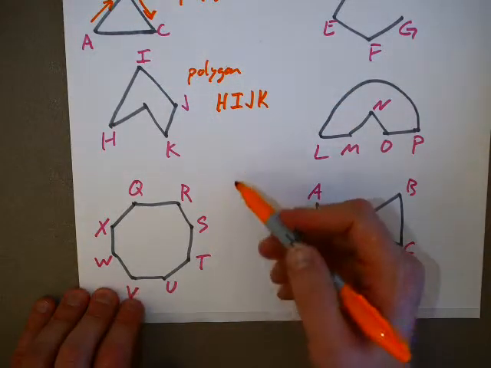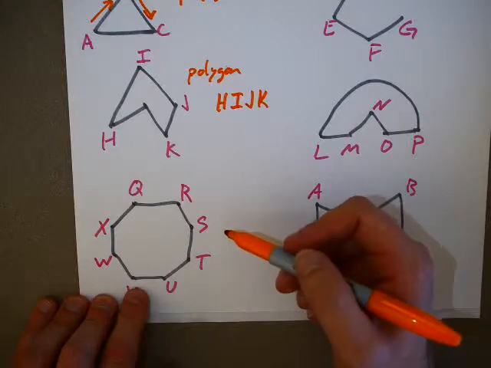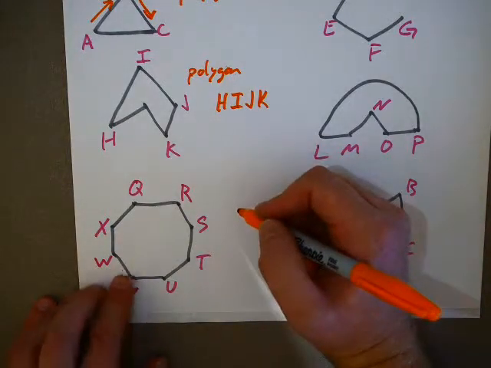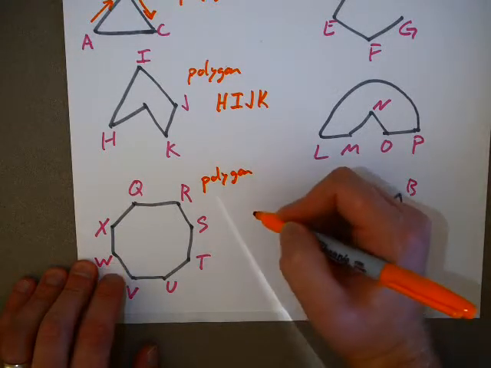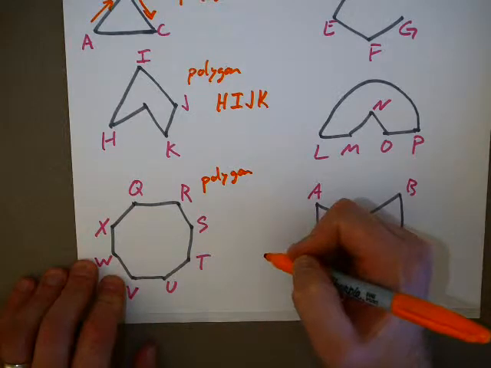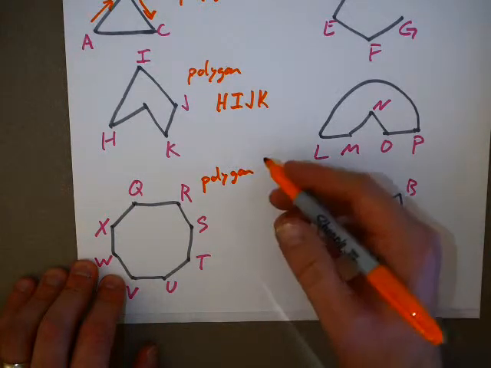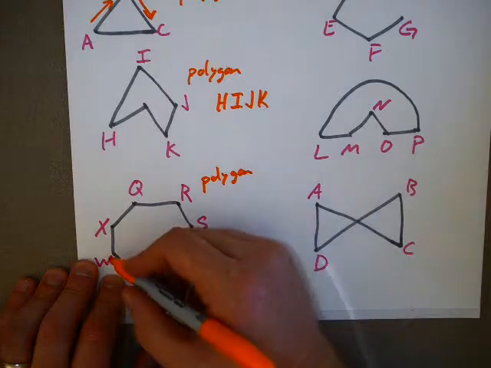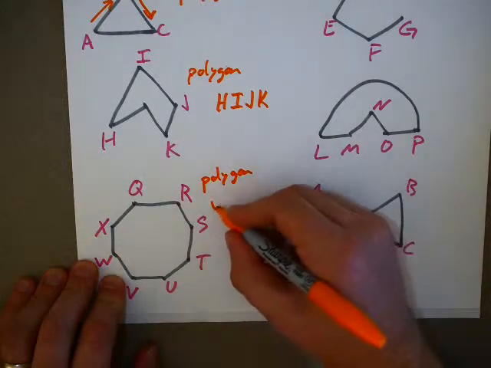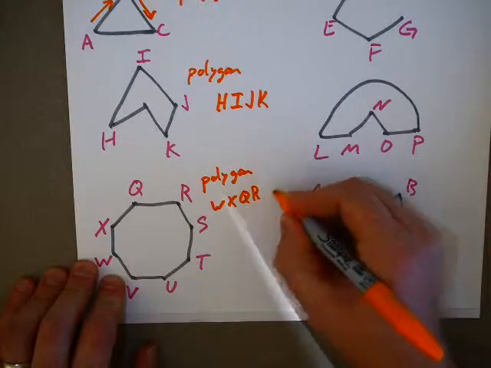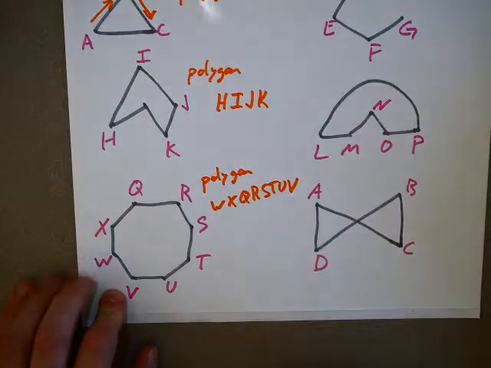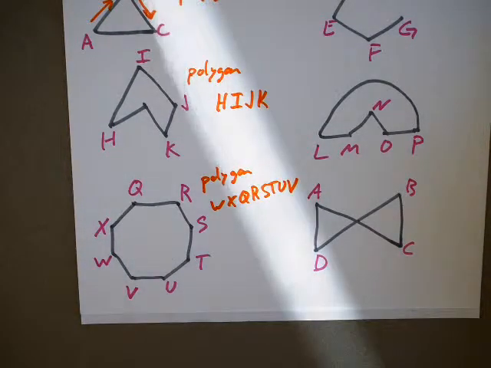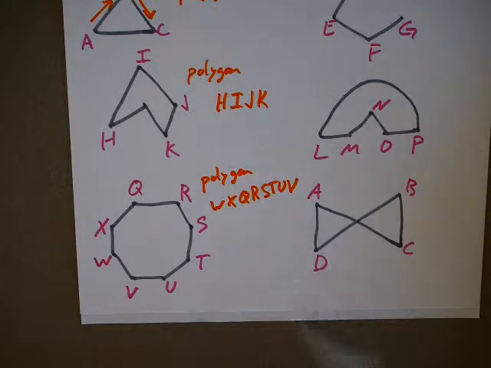And even if we don't go in alphabetical order, let's say, for instance, I'm not sure why you would do it, but if I started with W, so this would be polygon. If the vertices were not labeled in alphabetical order, then you would still go in the direction. So if we start with W, X, Q, R, S, T, U, V. Yes, a very long name for a shape. So that is how you identify polygons and also how you would name them.